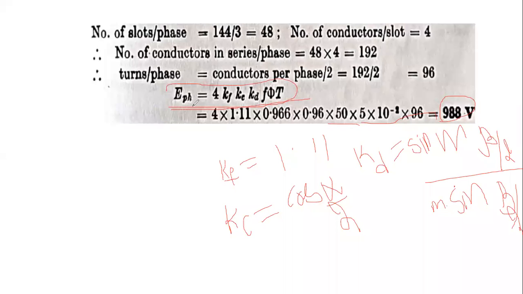Therefore E phase is equal to 4 into Kf into Kc into Kd into F into phi into T, where Kf is the constant value, that is 1.11, and Kc is the coil span factor, and Kd is the distribution factor, and F is the supply frequency, and phi is the flux, and T is the number of turns. Clear?